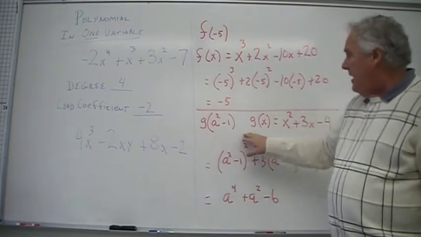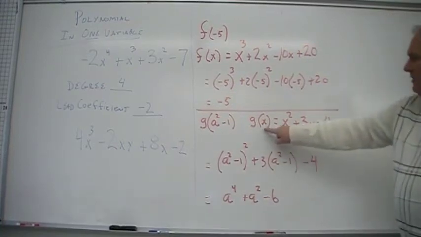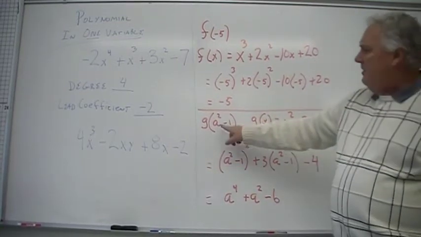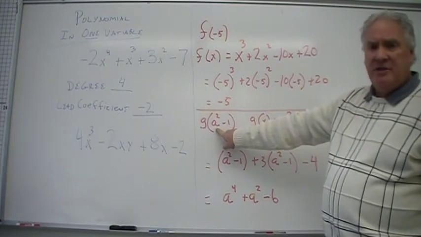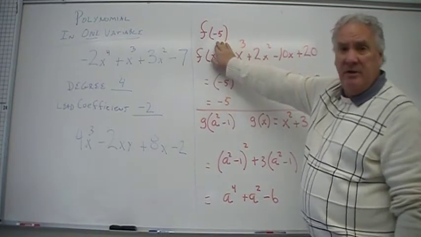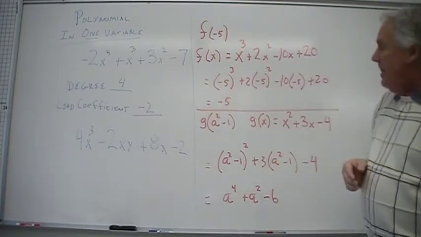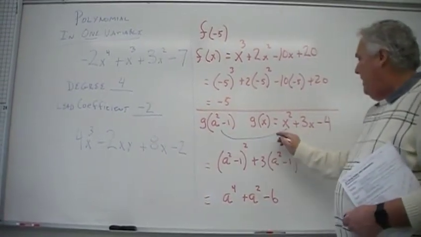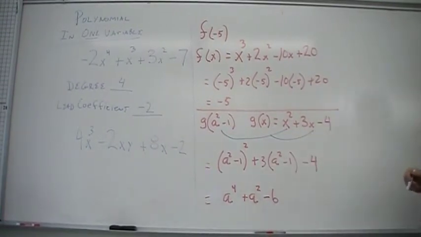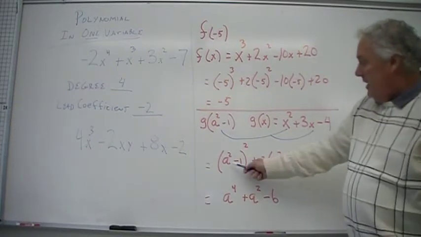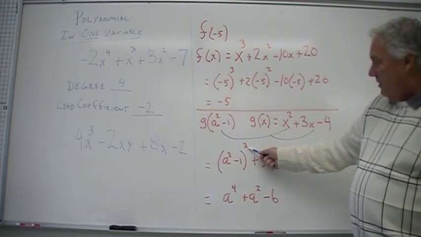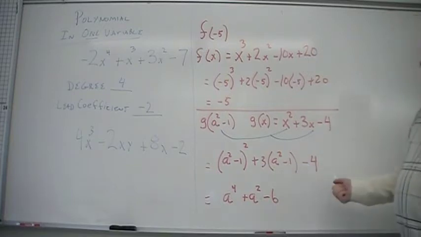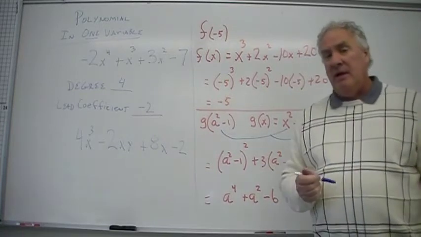Example 3. Here is our function g, and when x is here, this is the rule, this is the function. But what if instead of x, we substituted a squared minus 1? Here was just a single number, and we could evaluate. Here, we take a squared minus 1, and we put it in for each of the x's right there. So then we have a squared minus 1 squared plus 3 times a squared minus 1 minus 4. You've got to do all that math out and collect the like terms.